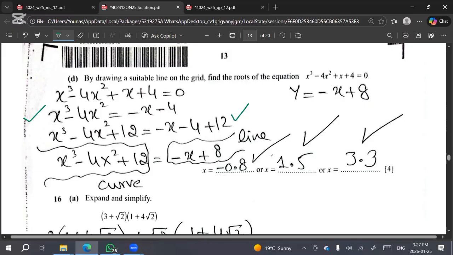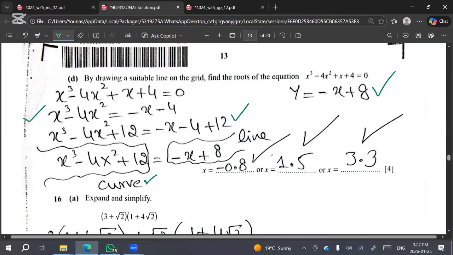Okay. Then I will have here x cube minus 4x squared plus 12. This is the main expression. This is that curve whose main graph you have drawn. On the right side, you are left with minus x plus 8. So this is a line. Okay, so I will write y equals minus x plus 8. I will draw this line.